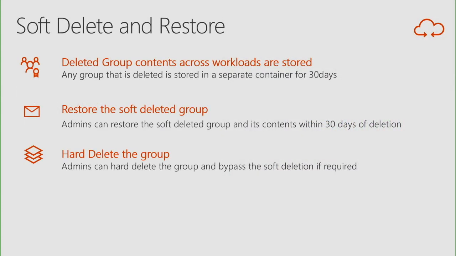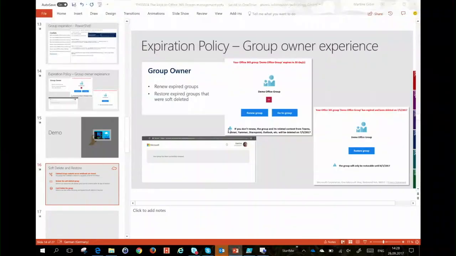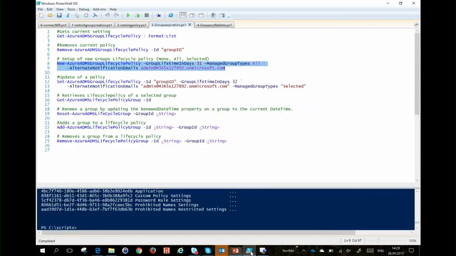Next thing, and last thing, is how you can soft delete your groups and what the purpose of that is. Any group which is deleted can be restored within 30 days after that. And if it's necessary, you can also hard delete a selected group. It could be the case that you have to delete the group without the possibility to restore it, and do that. How does it look to restore a group which is soft deleted?